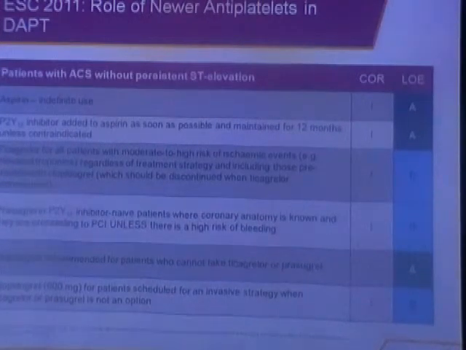Ticagrelor is a better agent, again more potent than clopidogrel. It can be used in the acute coronary syndromes as well as before angioplasty and after angioplasty. Aspirin has to be given indefinitely in all patients. The other antiplatelet drug can be stopped after 1 year, is the recommendation. But if there is no contraindication, it can be continued lifelong, especially in case of clopidogrel.